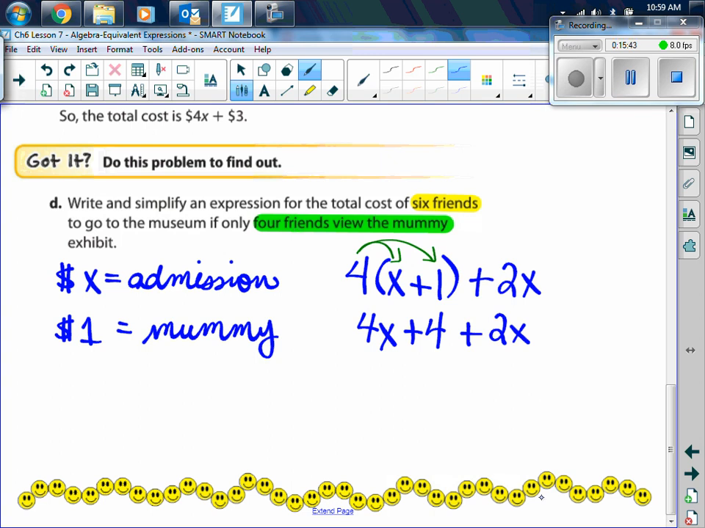Now right here is where I'm going to tell you, let's just circle our like terms. Okay? So what are the like terms? 2x and 4x. Very good. So we have the 4x and we have a positive 2x. Okay? So now we can combine them. So 4x plus 2x is equal to 6x. So here we have 6x. And now we just have that 4 left over, right? So plus 4. And this is the simplified expression of how much the total cost would be to go to the museum for those 6 friends.